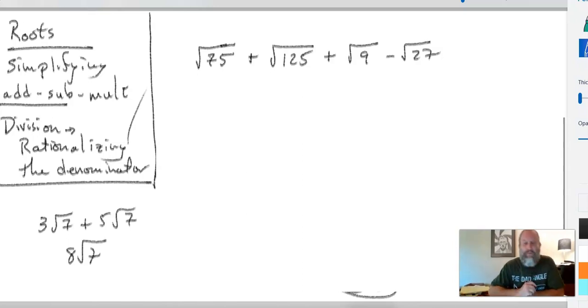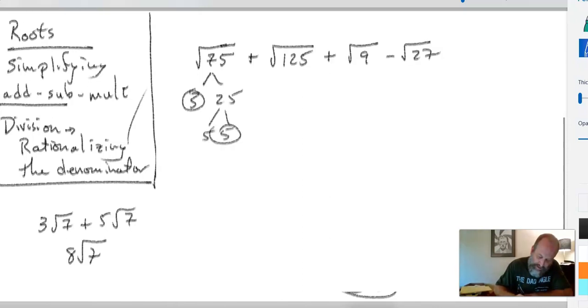Now over here we have a problem because nobody's a like radical. So we need to simplify to see if we actually have any. Sometimes you get like radicals, sometimes you simplify and you don't. But you do need to simplify no matter what. So if we simplify square root of 75, that's 3 times 25. 3's prime, 5 times 5 is 25, so I have a pair of 5's. So square root of 75 is 5 root 3.